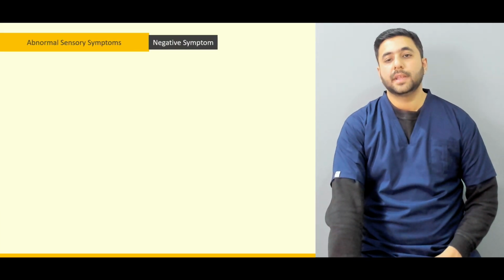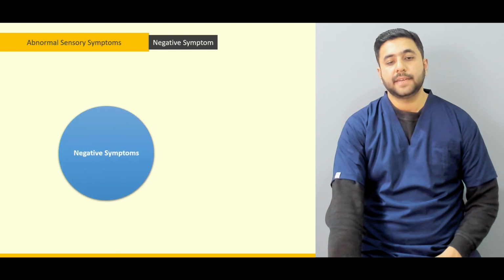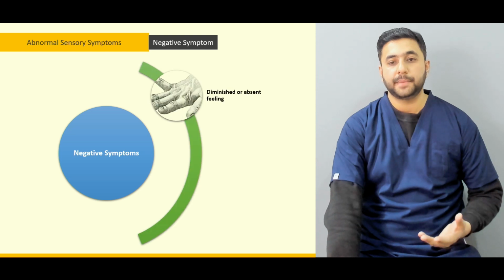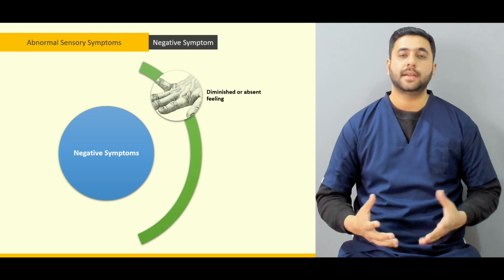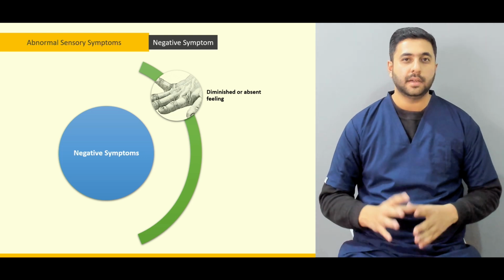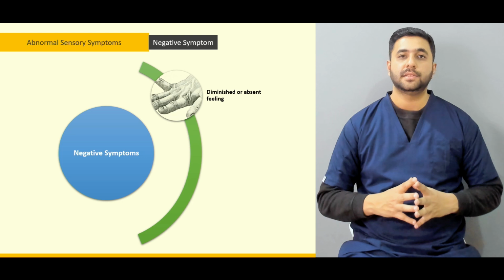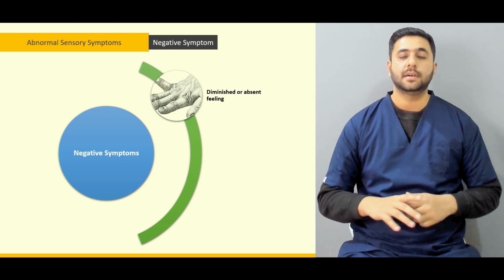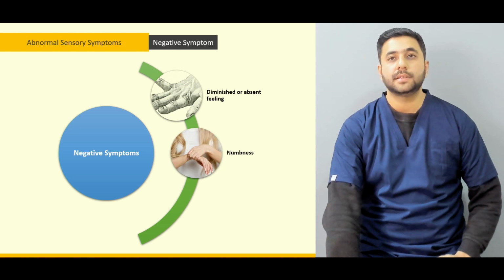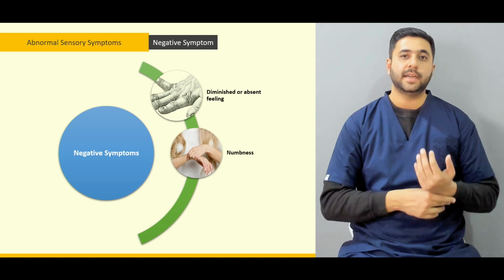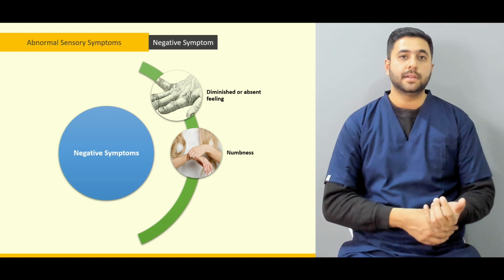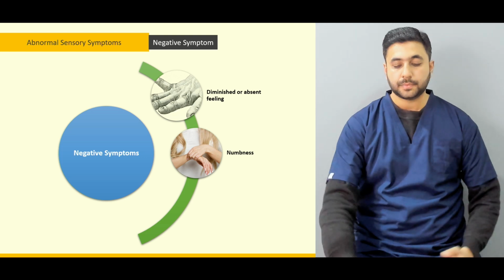On the other spectrum, we define symptoms as negative symptoms if there is absence of the normal sensation of touch or temperature. For example, there is a diminished or absent cutaneous sensation: you touch something and you don't feel it like a normal sensation, or there is numbness in a certain area. The patient might come to you and report that his arm is numb, and when he touches it, he doesn't feel a normal sense of touch.